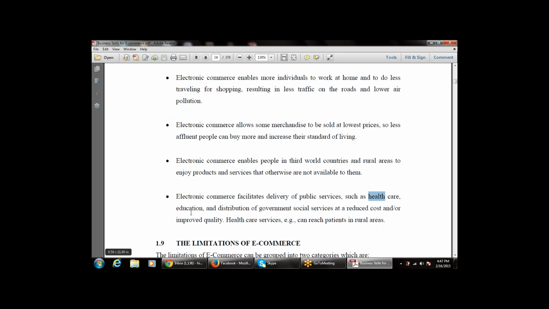such as healthcare, education, and distribution of government social services at a reduced cost. It facilitates delivery of public services such as healthcare, education, distribution of government services at a reduced cost or improved quality. Healthcare services can reach patients in the rural areas. That is, e-commerce also provides the facility that medical care will be provided to the patients in the rural areas also.